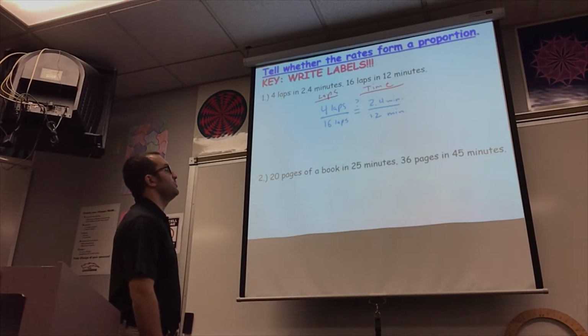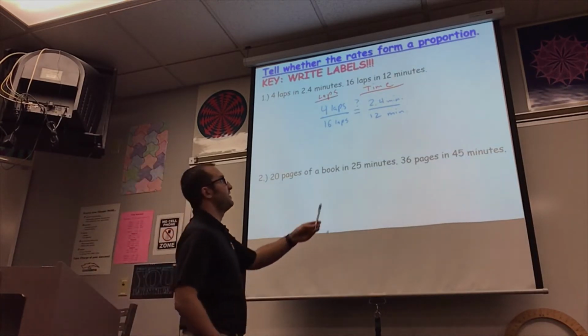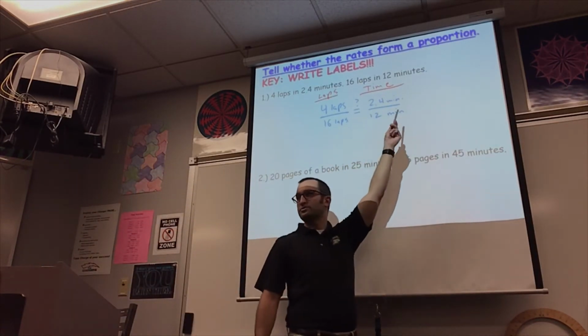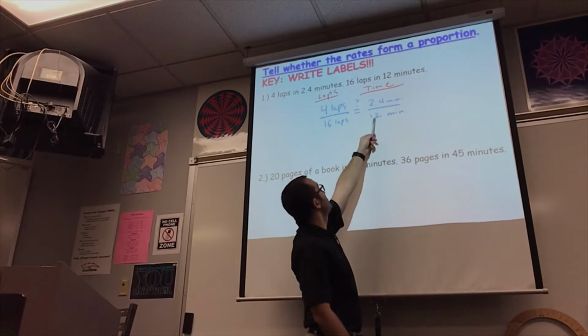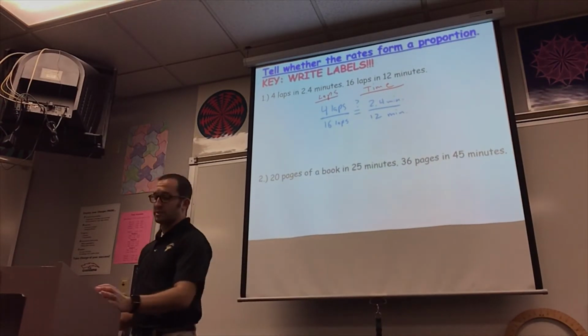So the question is, how do you want to do this one? Well, I don't want to simplify them because I've got a decimal. That's frustrating. I can't scale them because how do I get 12 to be 16? I can't do that. So I'm going to use cross products.